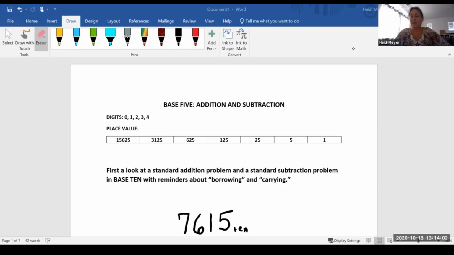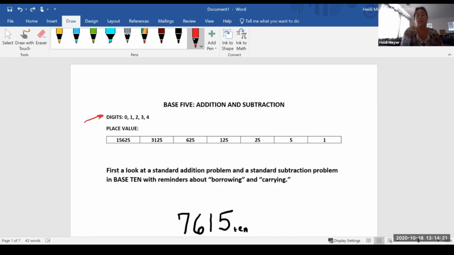Here we look at addition and subtraction in base 5. On this document, I've given you a reminder of the digits. Remember that we only have 0, 1, 2, 3, 4. We don't have symbols that look like this or like this. They don't exist in that system.